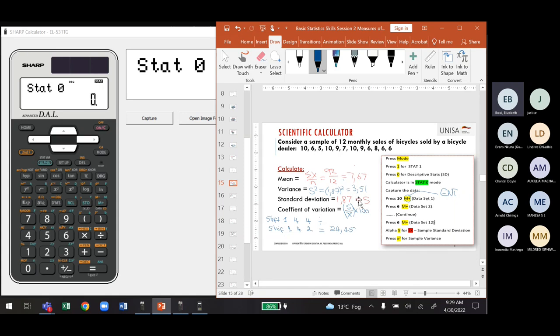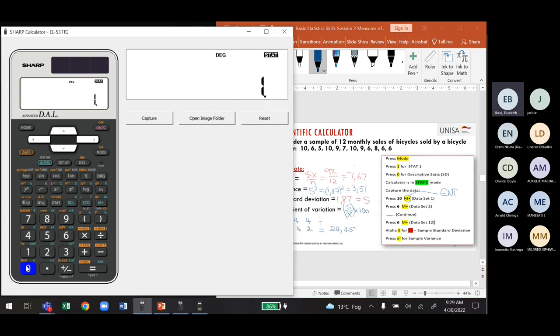So how do we store the data? You press the value 10, and then you press M plus. With the financial calculator, you will press the E and T button, which is on the M plus. Then you continue. It will say data set 1. You will continue capturing all the data points until it says data set 12, and then you know that you have captured everything. So let's continue.